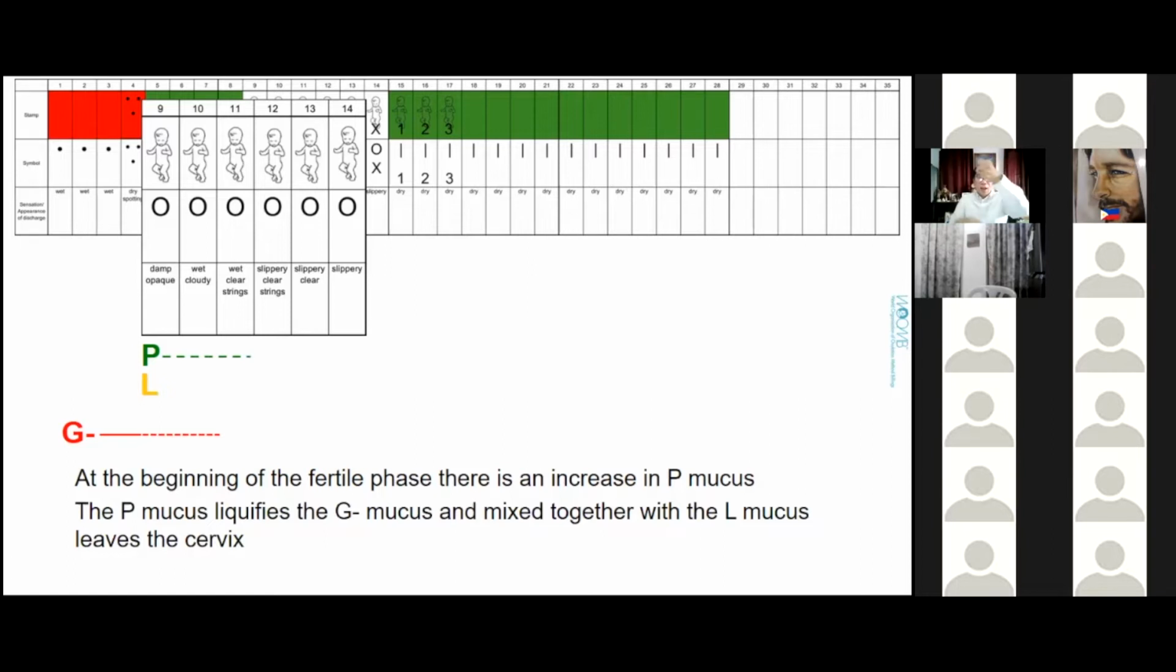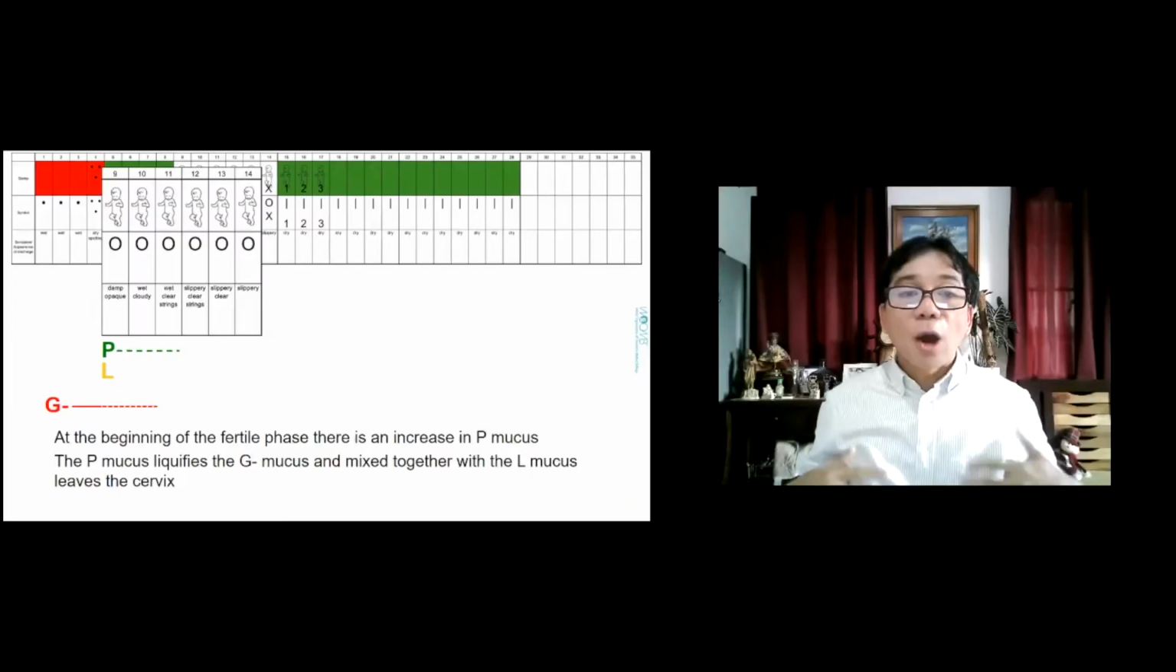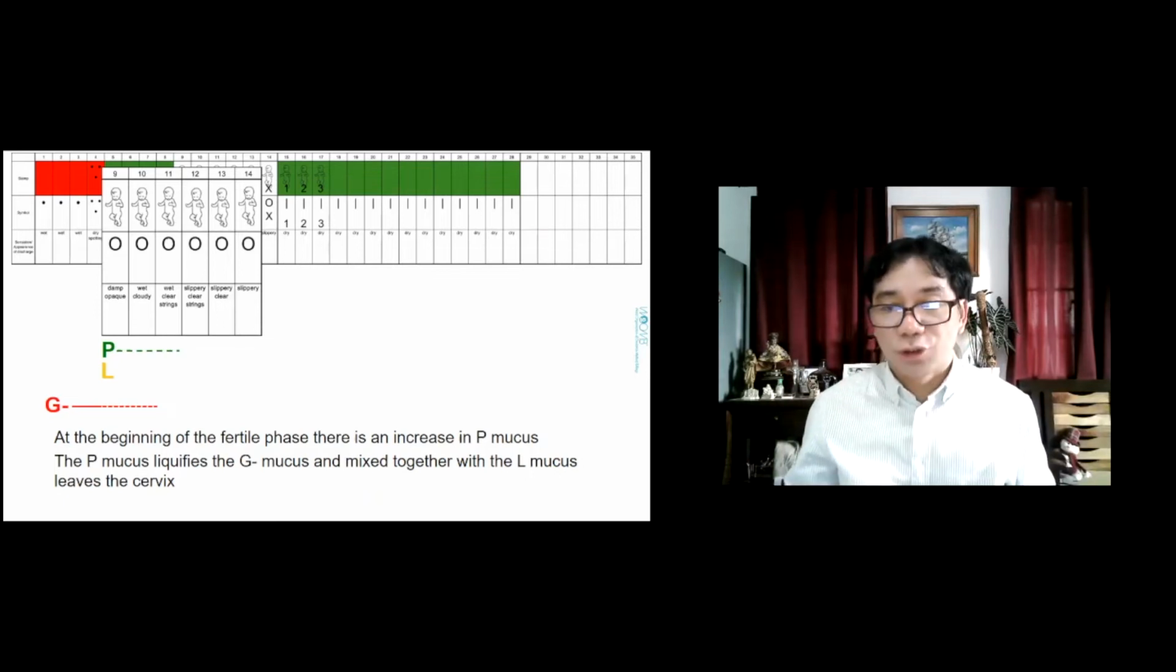The G plug is the one. Okay, please look at me at the camera. This is the G mucus, my fist. The P mucus now will liquefy the G. In Filipino, tutunawin. Kaya unang ginawa ang P mucus kasi ang P mucus ang tutunaw doon sa impenetrable G mucus.